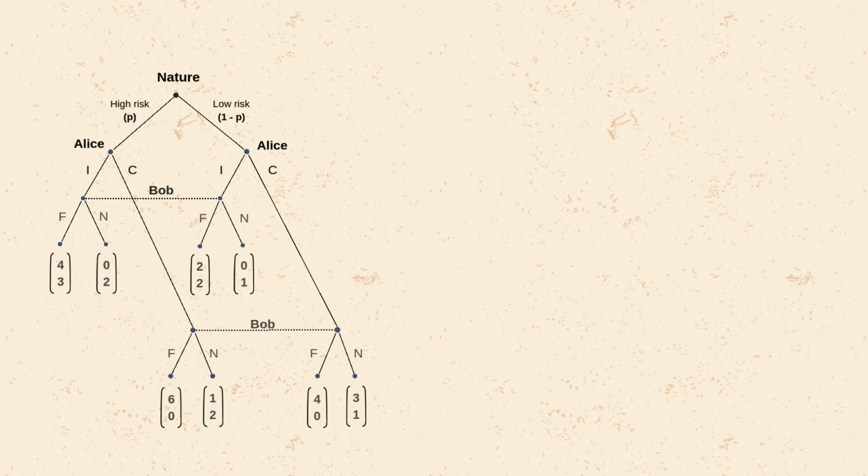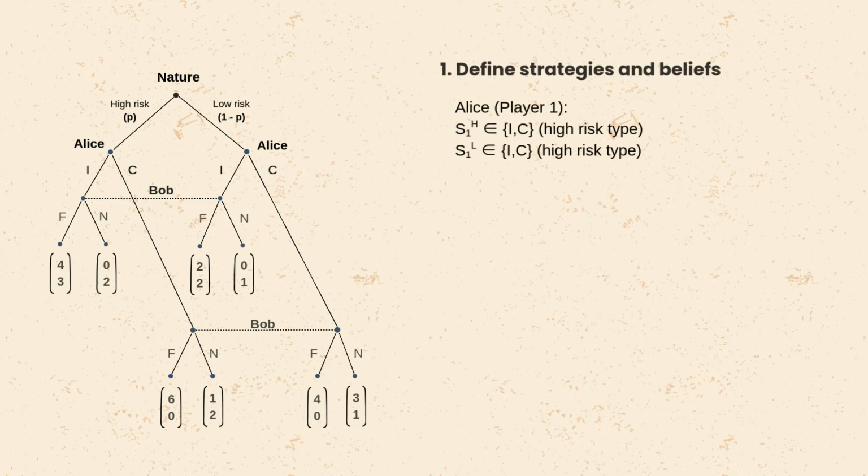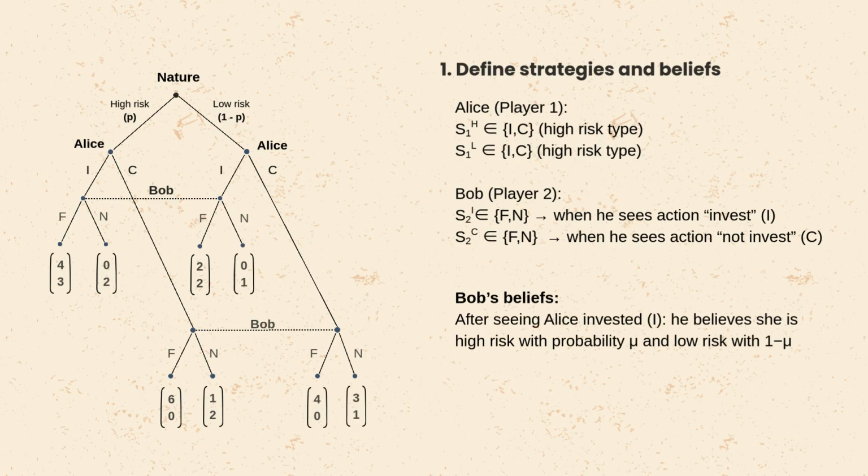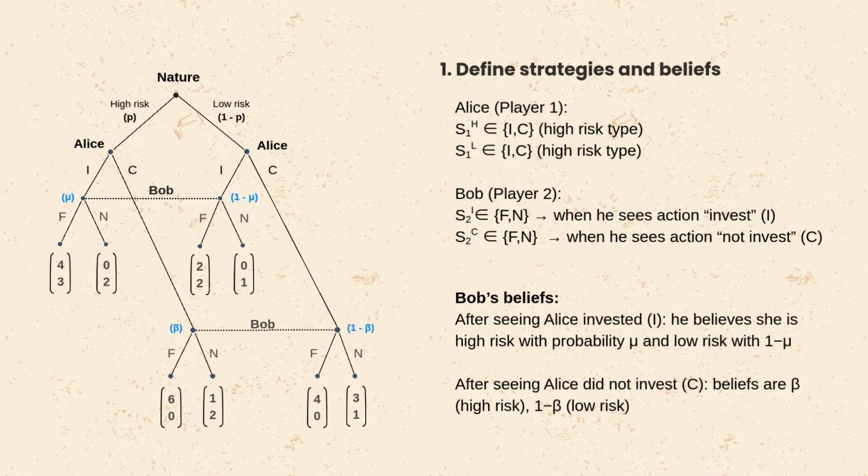To find the perfect Bayesian equilibrium, we need to figure out the strategies for each player and their beliefs. In our example, both high and low risk Alice can choose to invest or not, while our second player, Bob, can choose to fund or not depending on his observation of the first player's action. After observing that Alice invested, Bob forms a belief that Alice is high risk with probability mu and low risk with probability 1 minus mu. After observing that Alice did not invest, Bob forms a belief that Alice is high risk with probability beta and low risk with probability 1 minus beta.